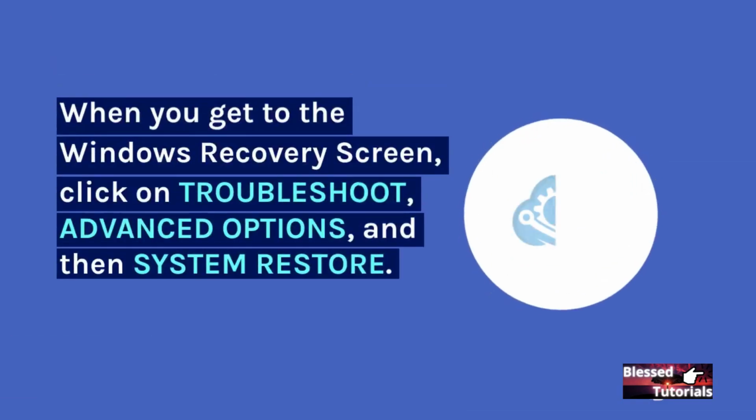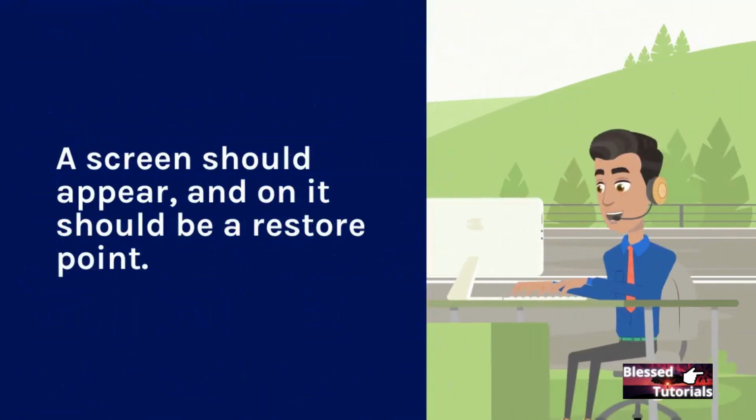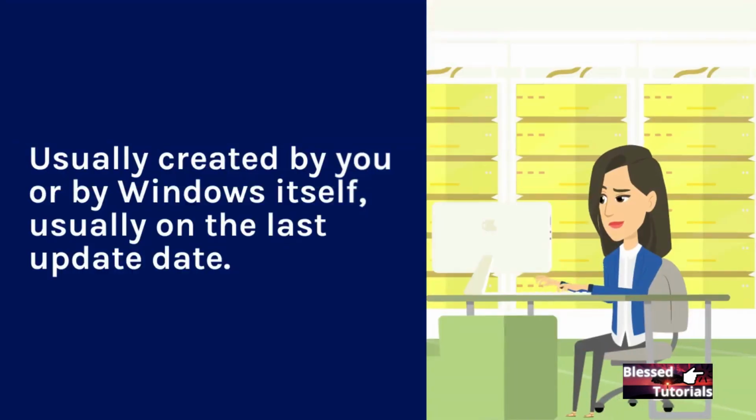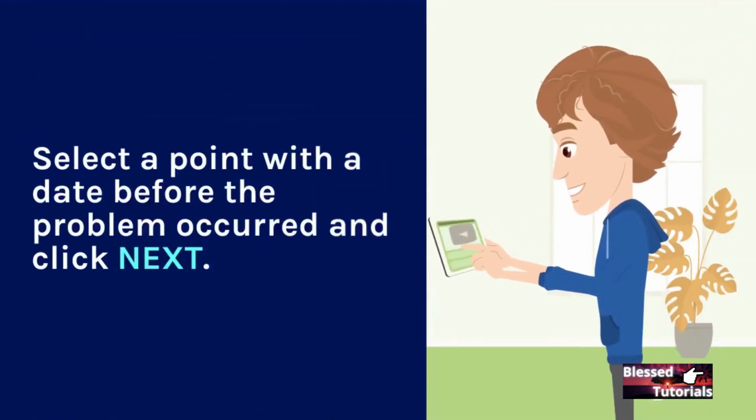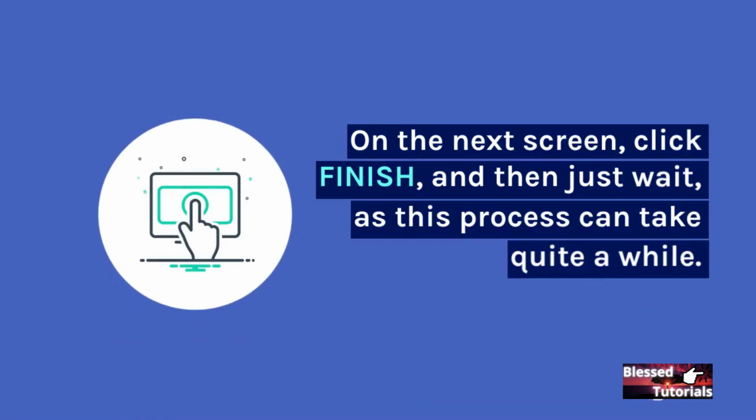When you get to the Windows recovery screen, click on Troubleshoot, Advanced Options, and then System Restore. A screen should appear, and on it should be a restore point, usually created by you or by Windows itself, usually on the last update date. Select a point with a date before the problem occurred and click Next. On the next screen, click Finish, and then just wait, as this process can take quite a while.